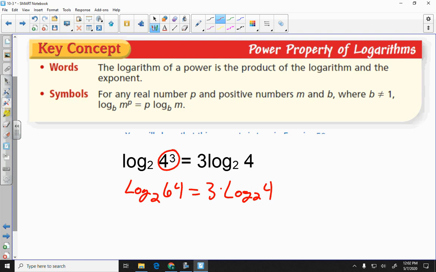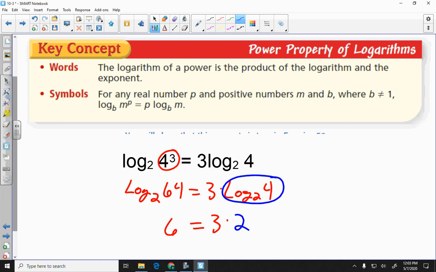Well, how many 2's does it take to get to 64? What exponent goes on 2 to get 64? We know that is 6. Six 2's. So 2 to the 6 equals 64. Then does 3 times log base 2 of 4 match? What exponent goes on 2 to get 4? Well, 2 squared. So the exponent would be a 2. Now does 6 equal 3 times 2? Yes, it does. So that's kind of nice.